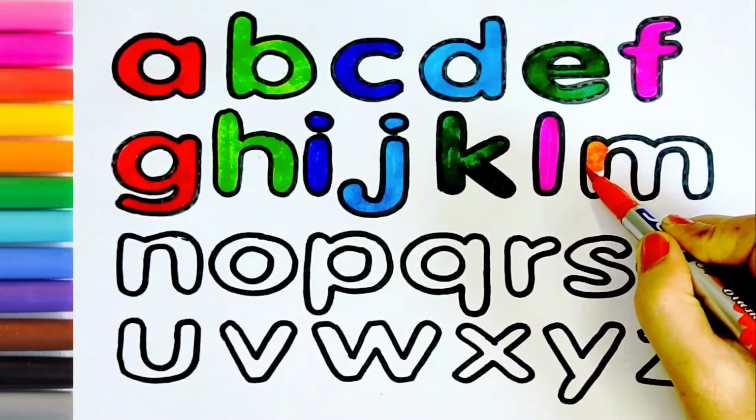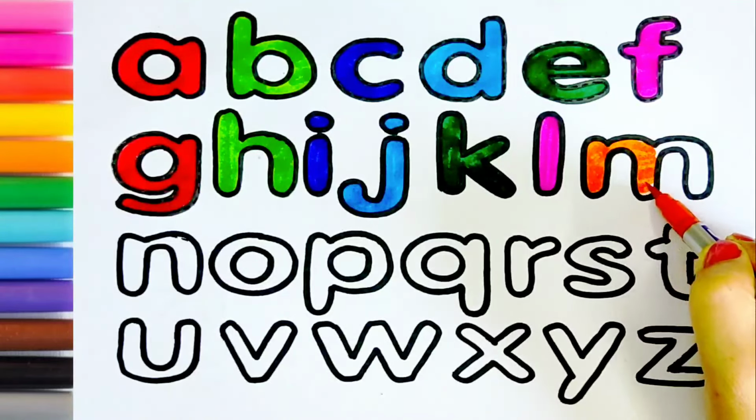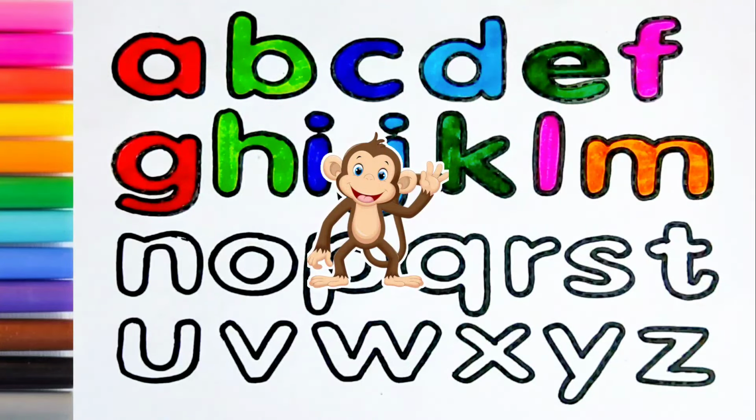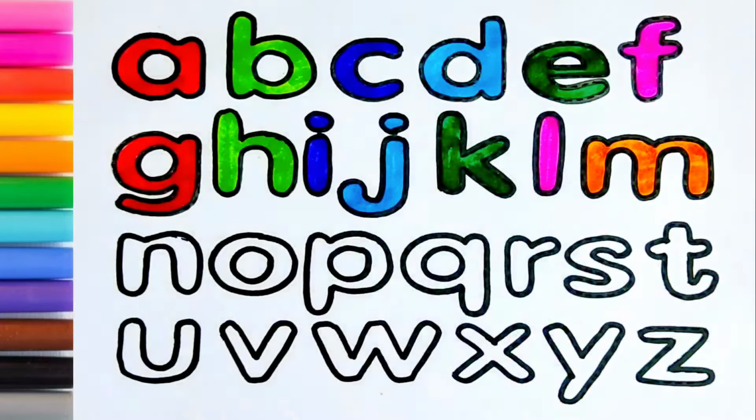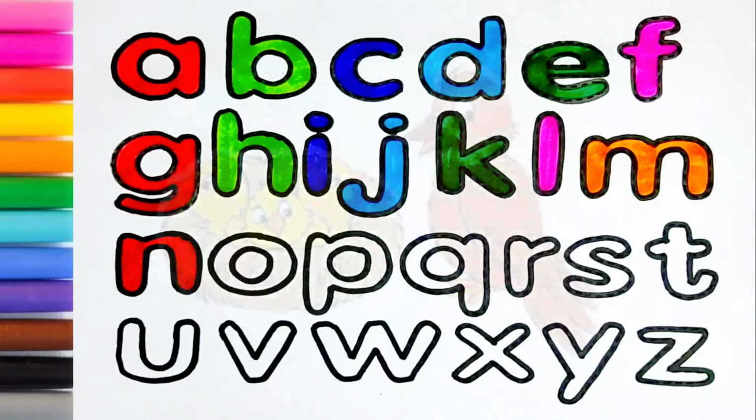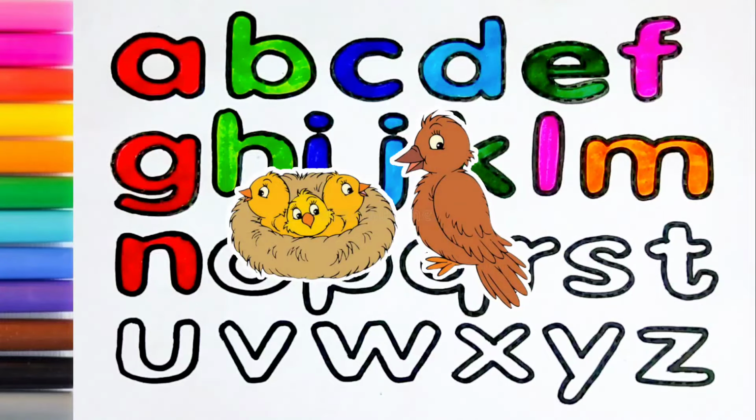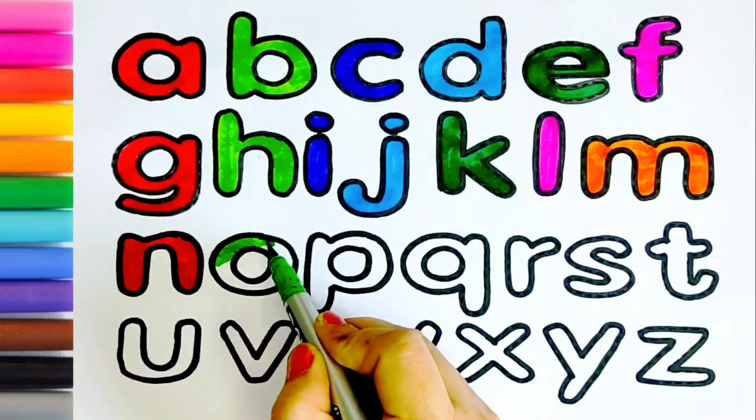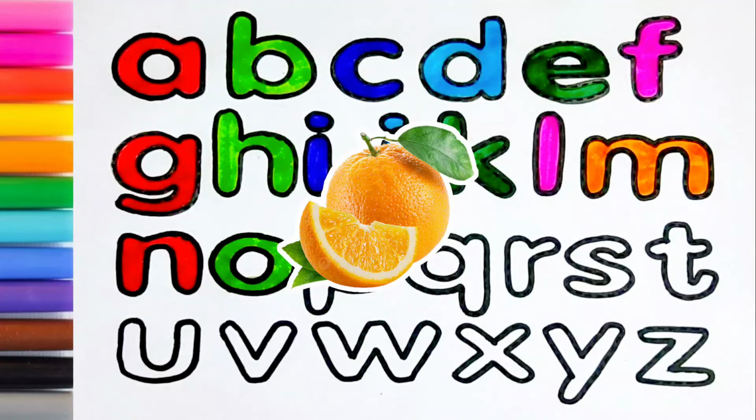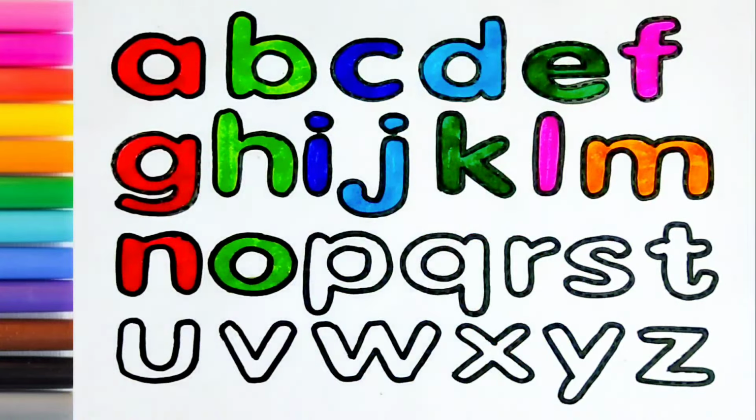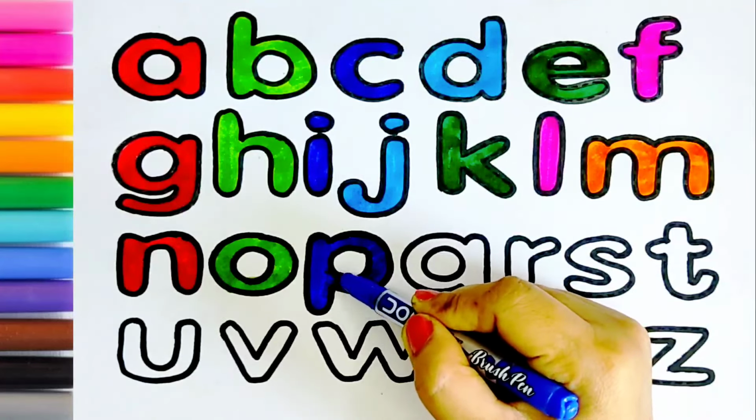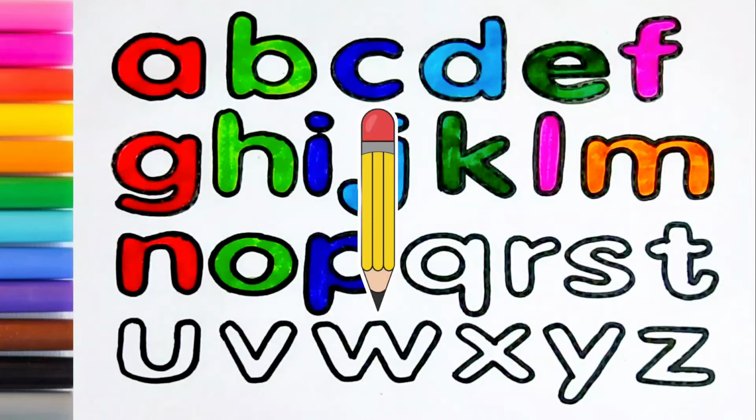Orange color. M. M for monkey. Red color. N. N for nest. Light green color. O. O for orange. Blue color. P. P for pencil.